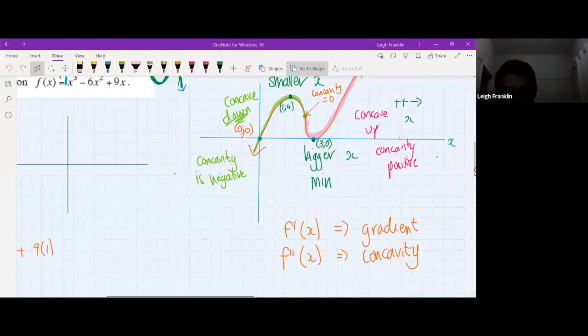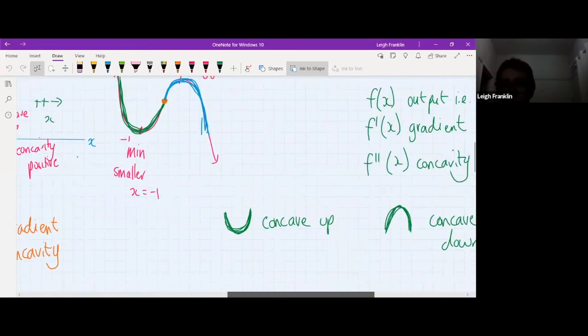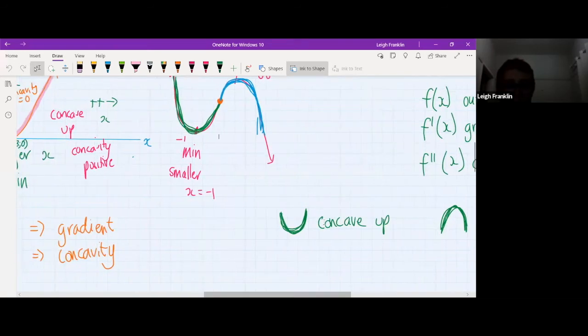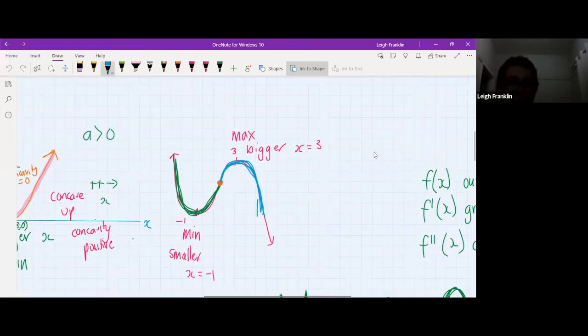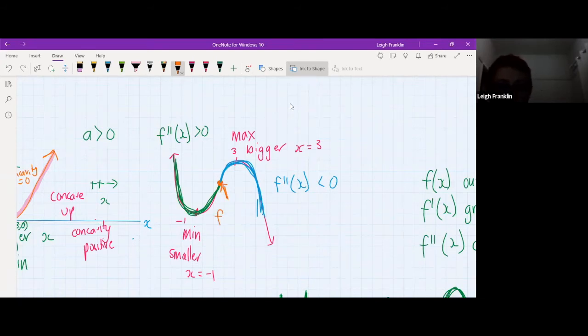Now, Hope said this, and I think this is a really important thing to point out to you. Where the dark green is and it's concave up, you're quite right, f prime prime x is greater than 0. Here, where it's blue and it's concave down, f prime prime x is smaller than 0. Exactly. Here at the point of inflection, f prime prime x is 0.